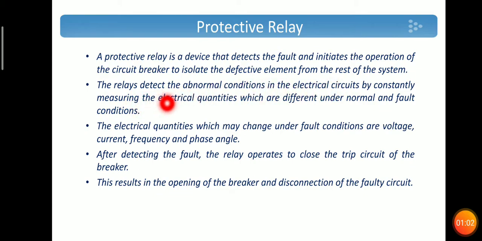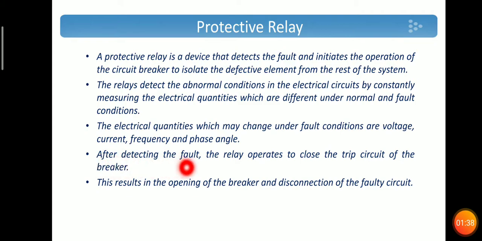The relay detects the abnormal condition in the electric circuits by constantly measuring the electrical quantities, and it will differentiate the electrical quantities under normal and fault conditions. Electrical quantities that may change during the fault condition are voltage, current, frequency and phase angle. These parameters are detected by the relay and differentiated according to the normal and faulty condition.